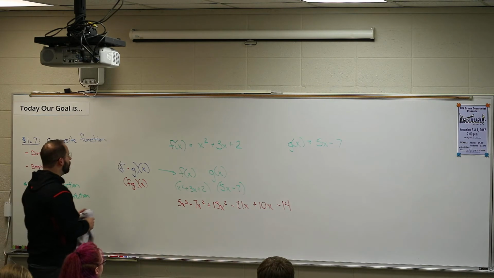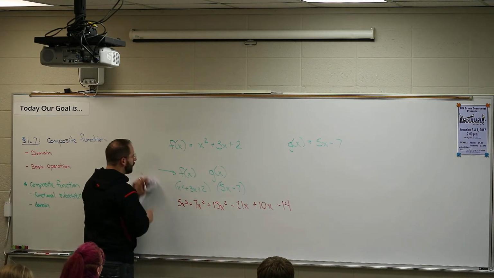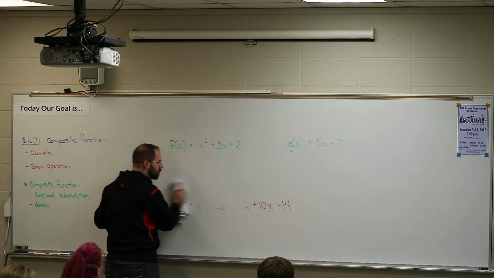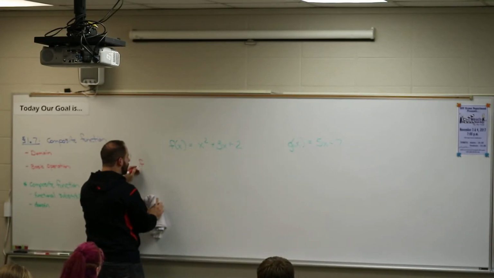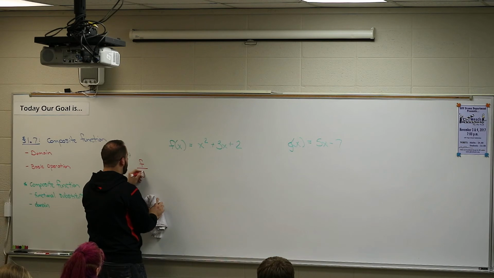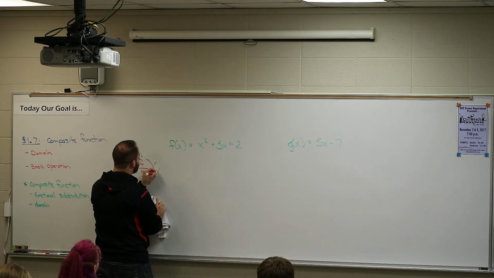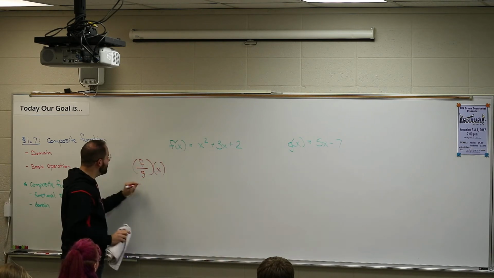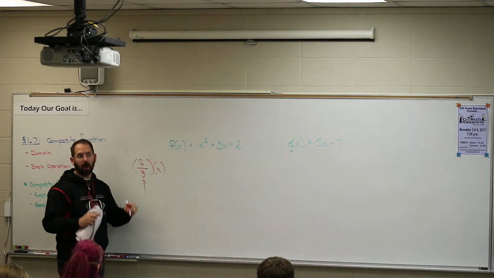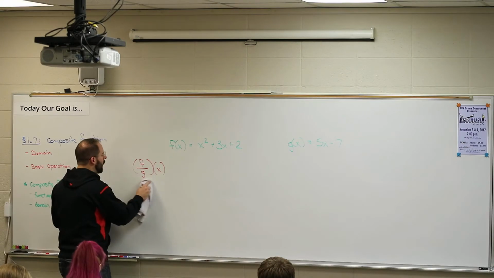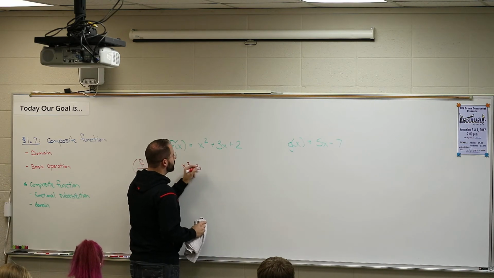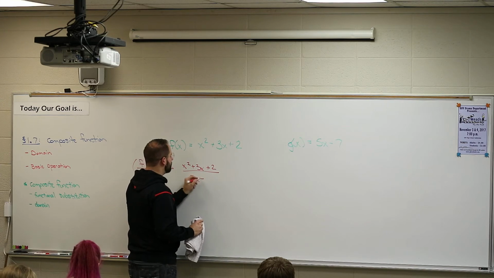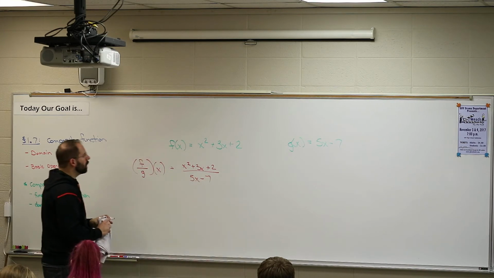Okay. The only weird one that I'm kind of concerned about is the next one. It's when they divide. They take whatever your f function is, and they're going to divide by g, or whatever order they put it in. That's the problem. This order may be different. You've got to figure out what's on top, what's on the bottom. And so we're dividing. So this one is x squared plus 3x plus 2 over 5x minus 7, because the g function has to be on the bottom.